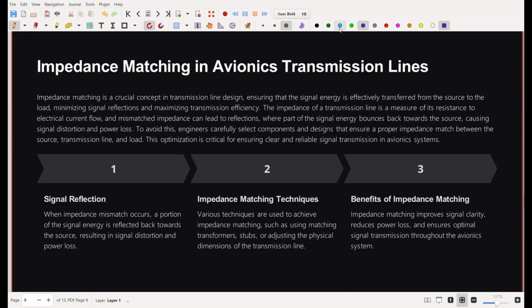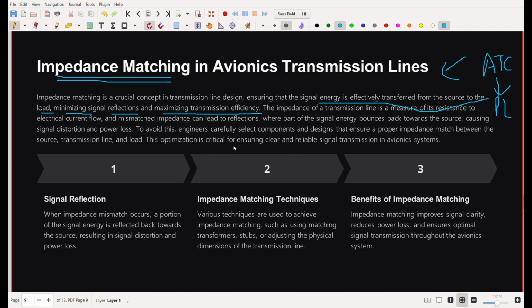Now another concept which is very important to keep in mind is impedance matching. This is very crucial. Impedance matching is a crucial concept in transmission line design, ensuring that the signal energy is effectively transferred from the source to the load. Now what is the source in avionics? The source in avionics is the air traffic controller, the ATC. And what is the load? The load is the pilot's cockpit, the person who flies the aircraft. So the signal is effectively transferred from the source to the load, minimizing signal reflections and maximizing transmission efficiency.